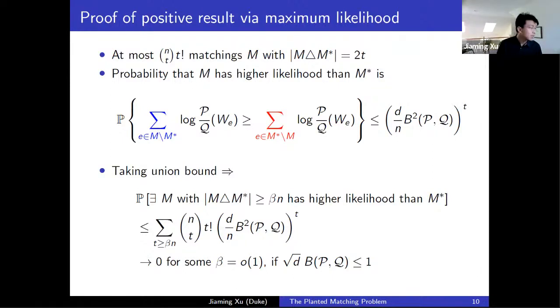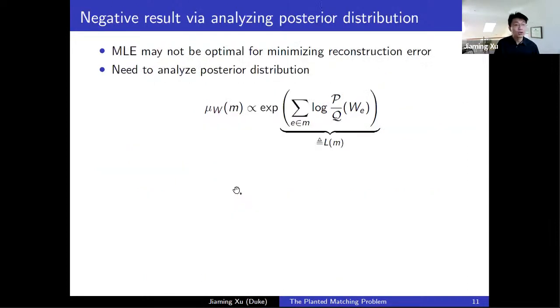So that basically shows that no matching with distance bigger than beta n actually has a higher likelihood than M star. So the maximum likelihood estimator then has to be close to M star. Okay, so that's the positive part of the proof. This is relatively simple, but the more challenging part is proving the negative result.